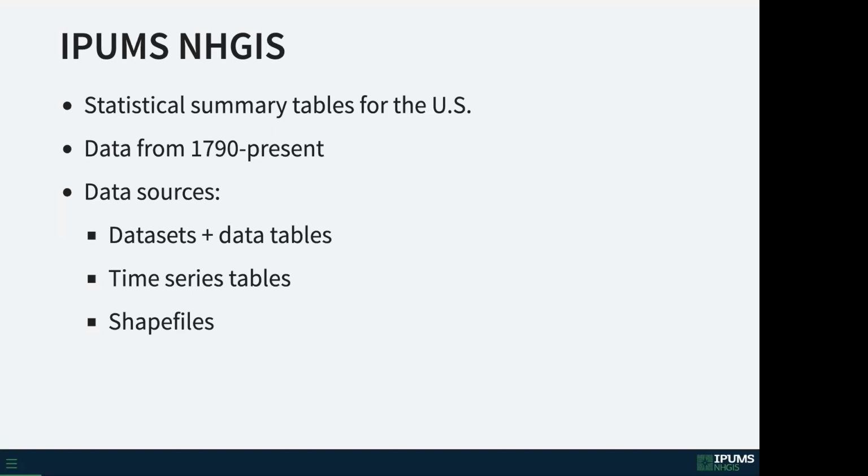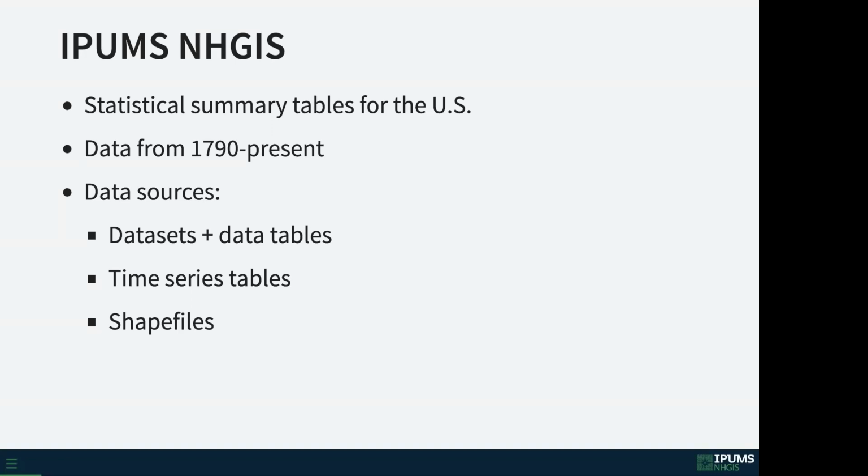And one thing that I do want to point out about NHGIS data is that there are 3 different types of data sources that we provide. The first is what I will call data sets and data tables together. This is maybe what you would most commonly think of when you think of a census data product. Each data table represents a single statistic or topic that is measured. And data sets contain a collection of data tables for a particular year and geographic level.